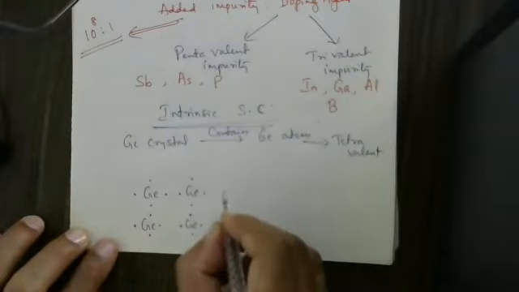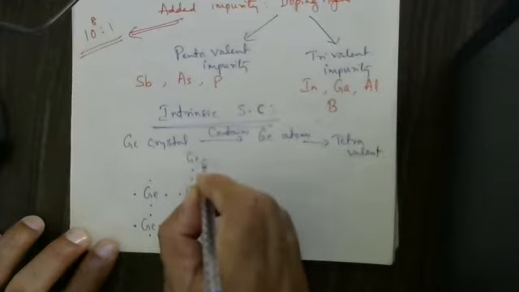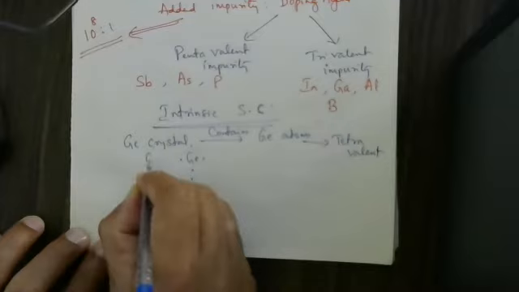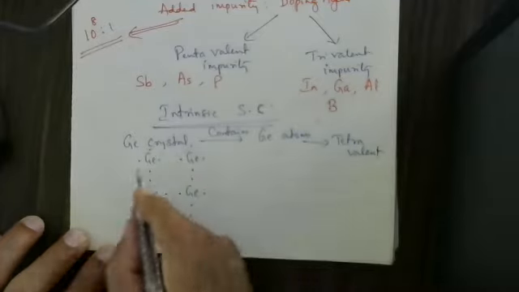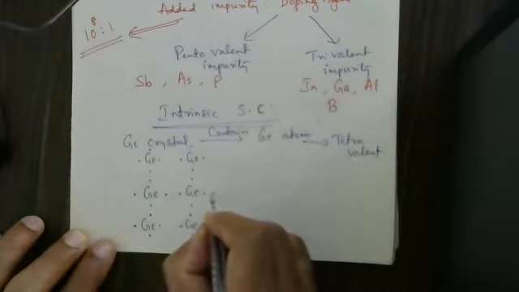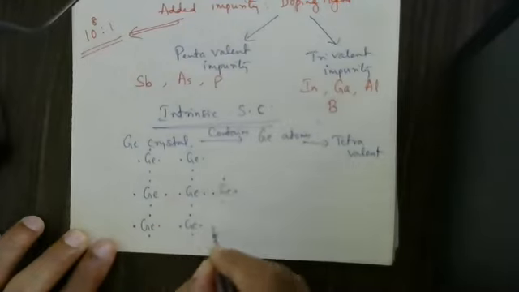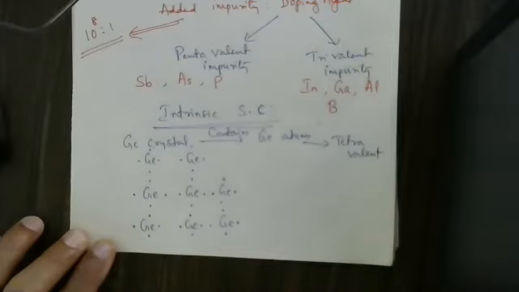Like this, it will continue. This is germanium. This is one more germanium. Like this, the crystal will continue. Germanium, like this. Here, one more germanium. Like this, 4 valence electrons. Every germanium atom is containing 4 valence electrons.